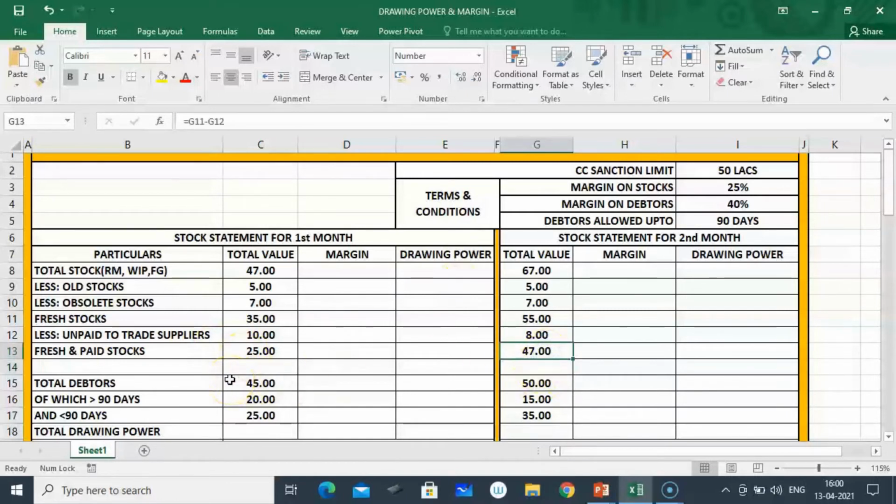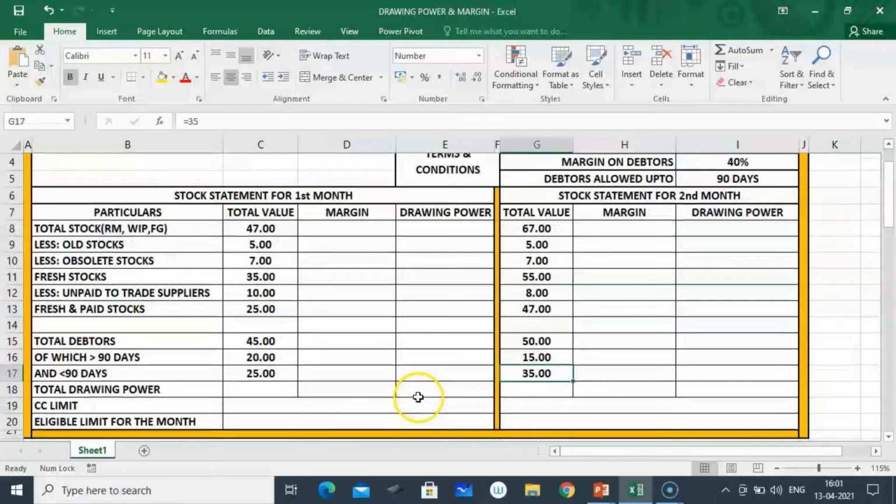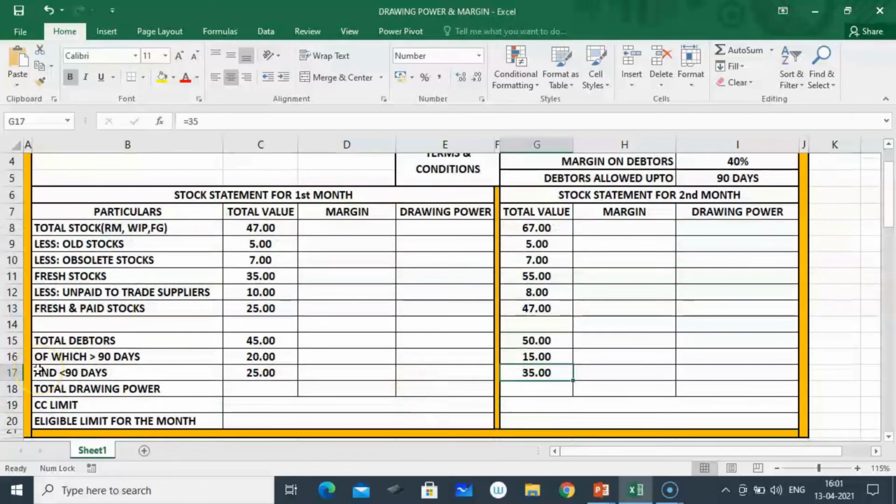The borrower had provided total debts at 45 lakhs in the first month and 50 lakhs in the second month, right? Debts beyond 90 days is 20 lakhs and debts within the period of 90 days is 25 lakhs. Similarly, in the second month, debts beyond 90 days is 15 lakhs and debts within the period of 90 days is 35 lakhs, right? Now having rearranged our stock statement, let's proceed to figure out the margin on the stocks and the margin on the debtors for both the months.